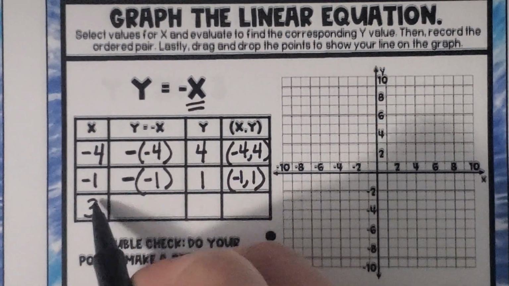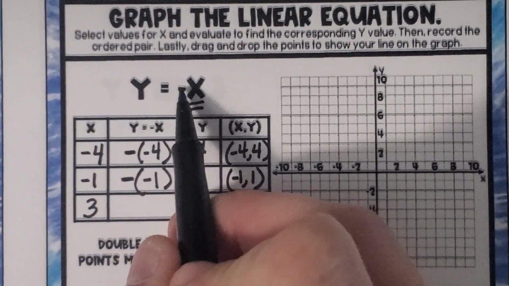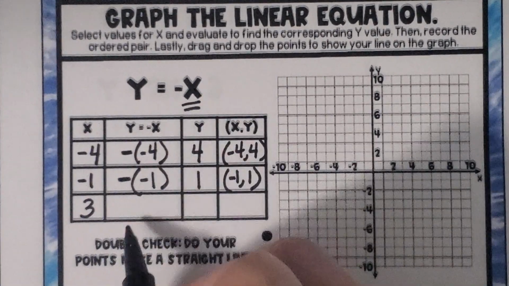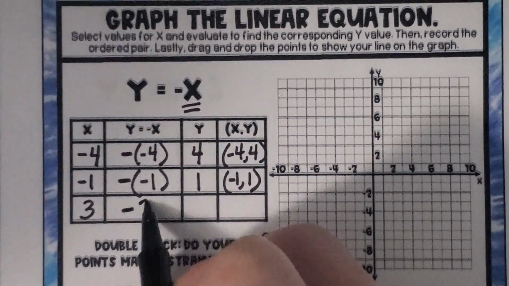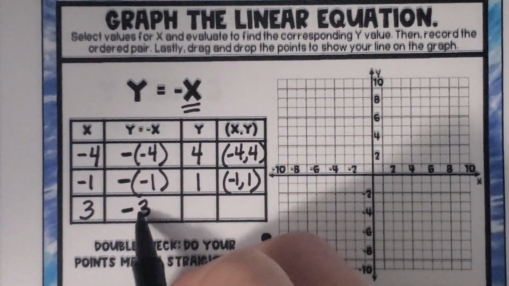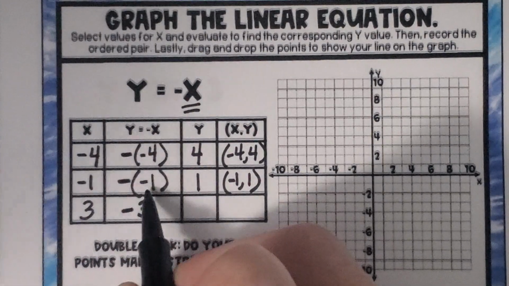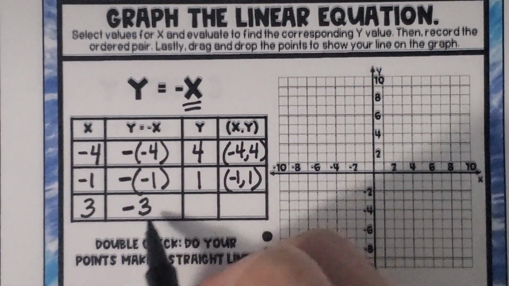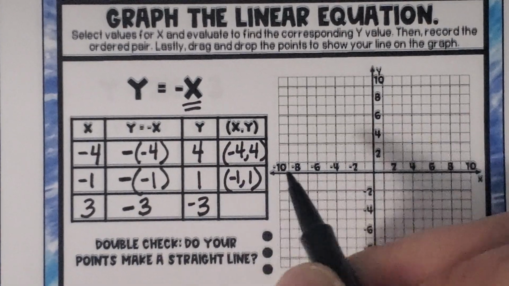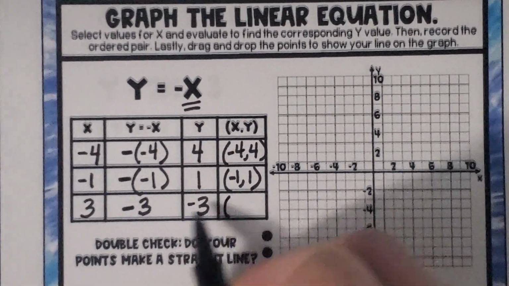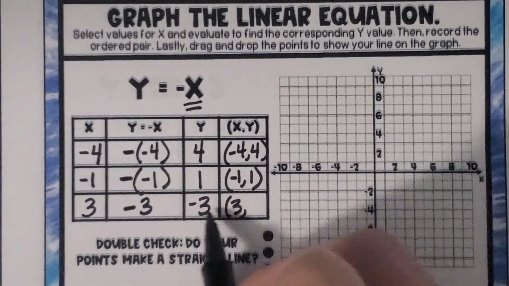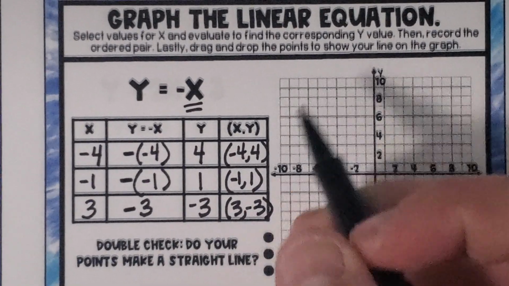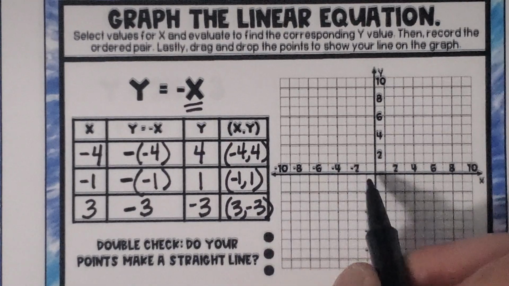My last point, I have a positive 3. So I'm going to plug my 3 in for x. I have the opposite, that negative sign, and I'm going to plug my 3 in where x is. So I don't have to do a lot of work, I'm just going to say that my new point is going to be negative 3. So my coordinate point, I'm going to use my x value, which is 3, and my y value, which is negative 3. So these are my 3 points.